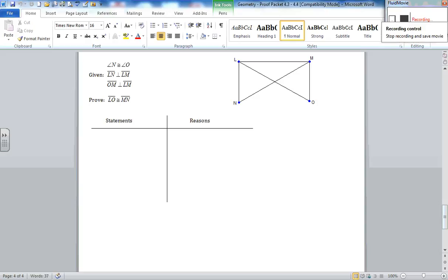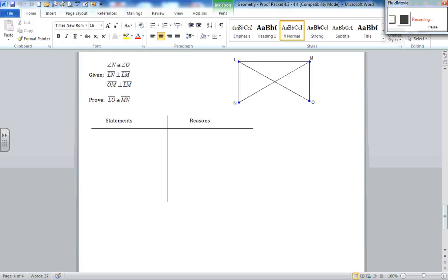Okay, looking at this last proof on the proof packet, what we notice is that the last line, we're proving segments congruent. And the reason for these segments being congruent has to be CPCTC. The reason is, one, we're in the chapter with triangle congruency, so we're going to have to prove triangles congruent. And if triangles are congruent, that means all corresponding parts are congruent. For example, side LO and side MN would also be congruent.